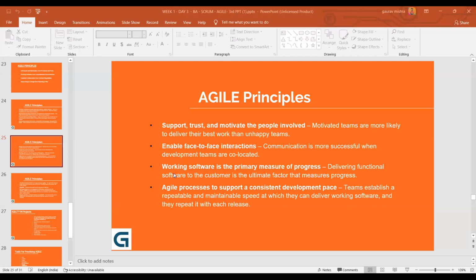Next person, please. Enable face-to-face interactions. Communication is more successful when development teams are co-located. Okay, next. Working software is the primary measure of progress. Delivering functional software to the customer is the ultimate factor that measures progress. Right. Next. Agile processes support a consistent development pace. Teams establish a repeatable and maintainable speed at which they can deliver working software, and they repeat it with each release.